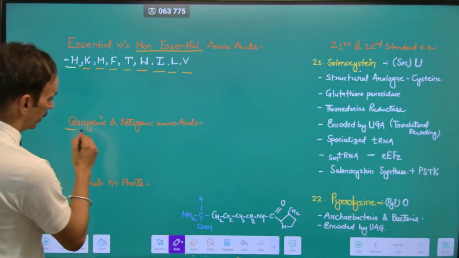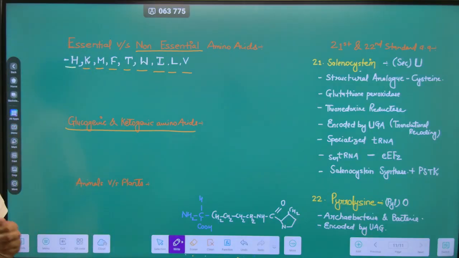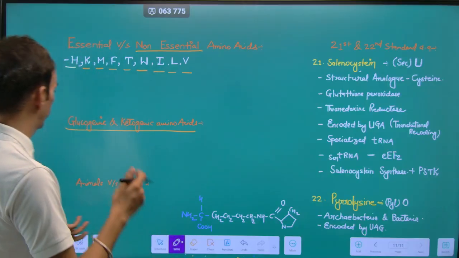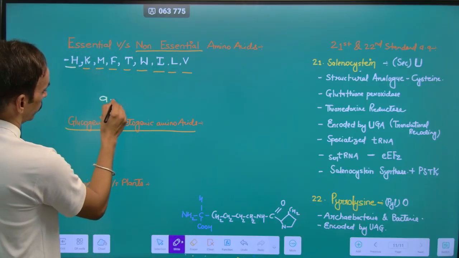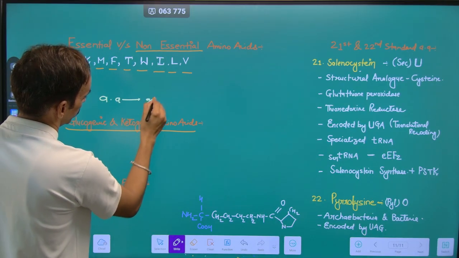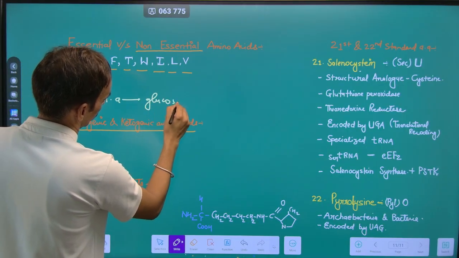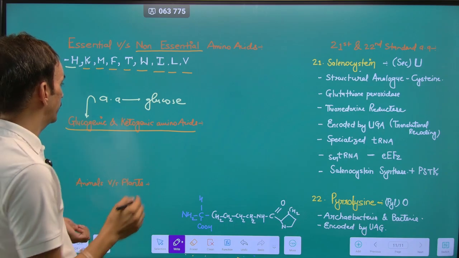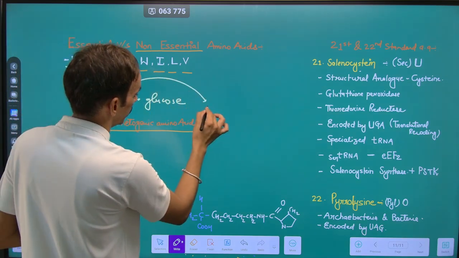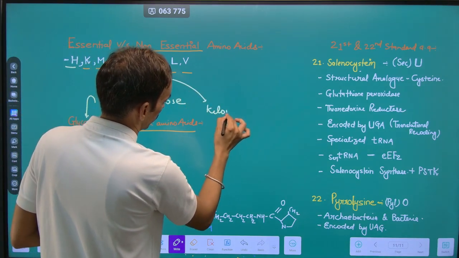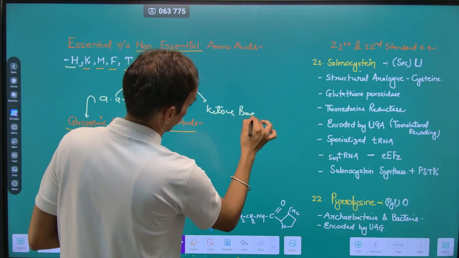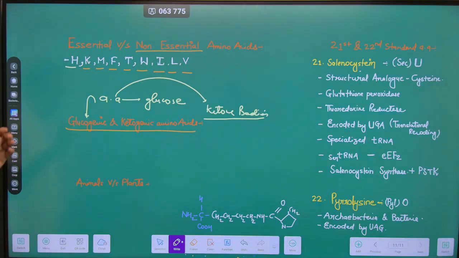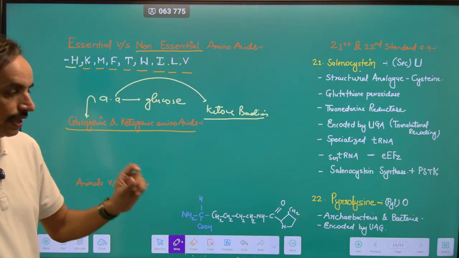Glucogenic and ketogenic amino acids: the amino acids which are able to convert into glucose. Any amino acid which is able to convert into glucose is known as a glucogenic amino acid. And if an amino acid converts into ketone bodies, then it is called a ketogenic amino acid. So there are glucogenic and ketogenic amino acids.